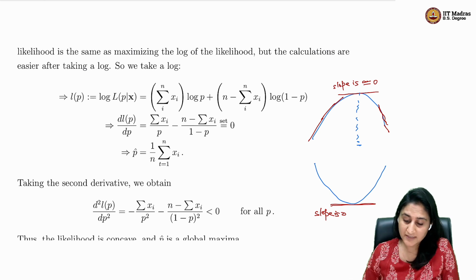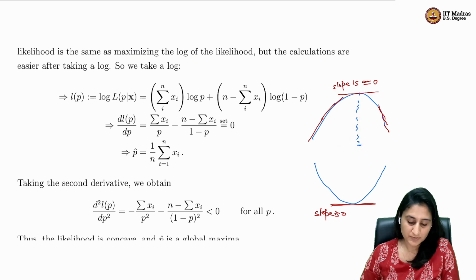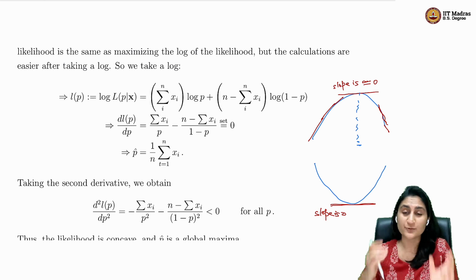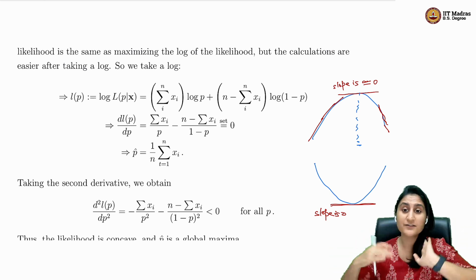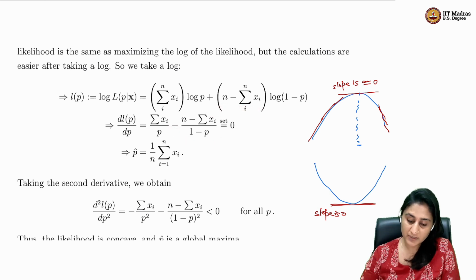So the first thing I want to do is find the value of P that actually gives me a slope of 0, right? Which means that I first find all the slopes. So I first find what are the different slopes for various values of P, which means I take the derivative. Over here, the derivative gives me summation xi divided by P minus n minus summation xi divided by 1 minus P. And I set it to 0 because I want to find which value of P gives me 0 slope.